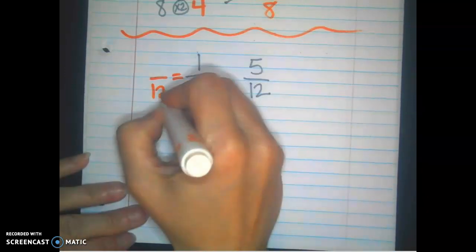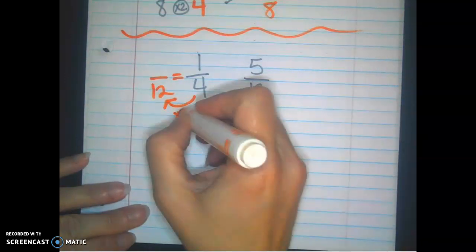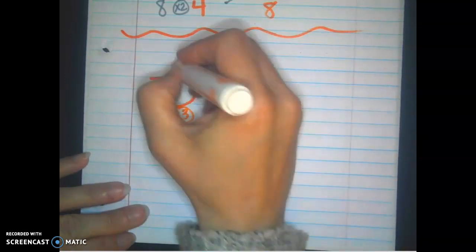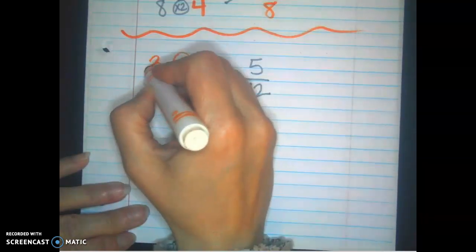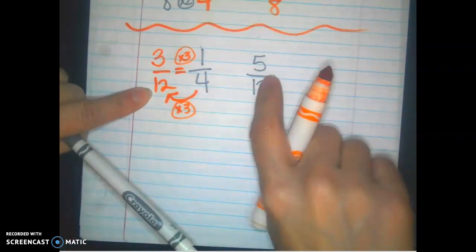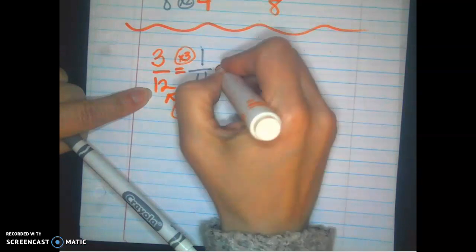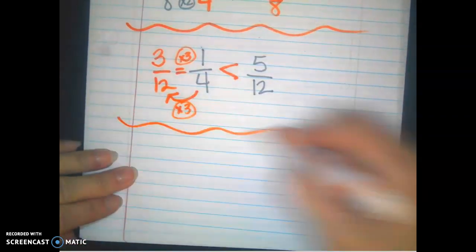How can you get from 4 to 12? 4 times what makes 12? 4 times 3 makes 12. So I can multiply my top times 3 also. Remember, whatever you do to one, you do to the other. 1 times 3 is 3. So then you can compare 3/12 with 5/12. 5/12 is bigger, 1/4 is smaller, so 1/4 is less than 5/12.